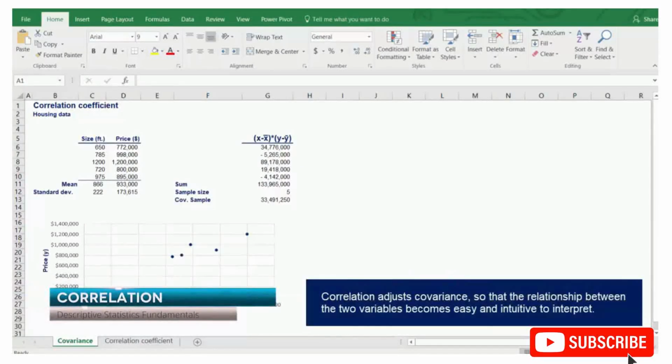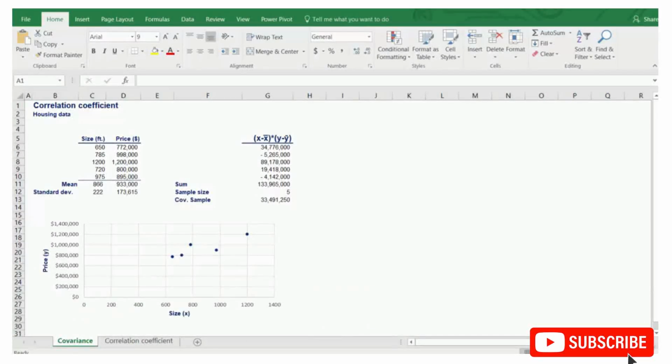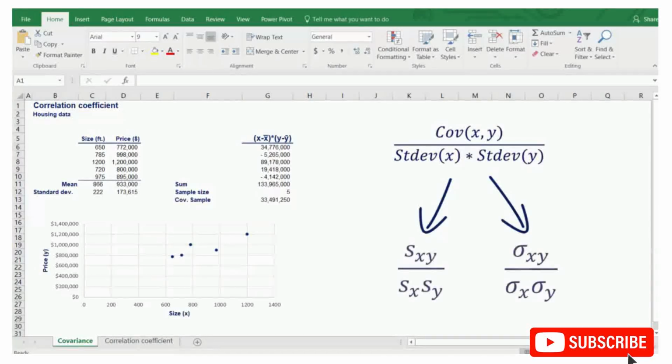Lecture number 13, Understanding the Correlation. Correlation adjusts covariance so that the relationship between the 2 variables becomes easy and intuitive to interpret. The formulas for the correlation coefficient are the covariance divided by the product of the standard deviations of the 2 variables. This is either sample or population, depending on the data you are working with.